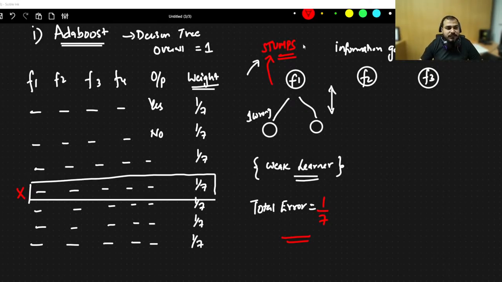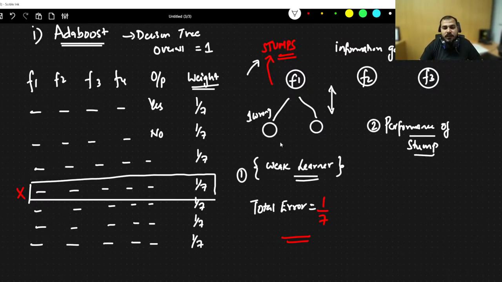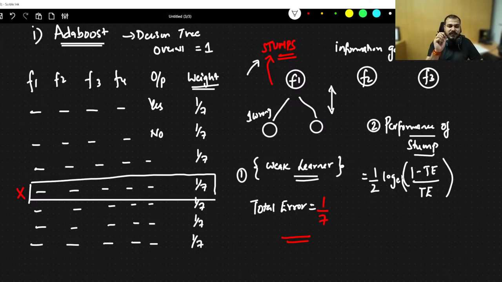Now, this is my first step. The second step is that I need to see the performance of the stump. Which stump? This specific stump. The performance is checked by a formula, which is 1/2 log e of (1 - total error) divided by total error. Why are we doing this? In a short time, everything will make sense.